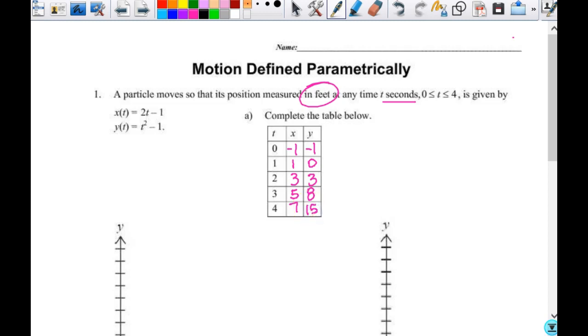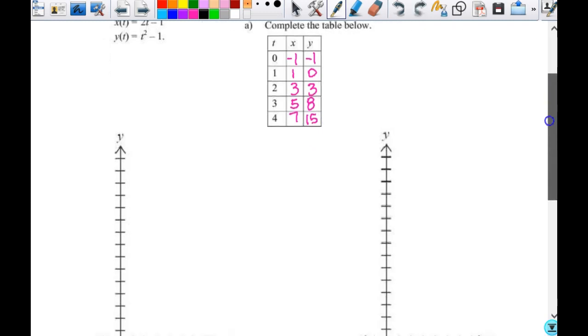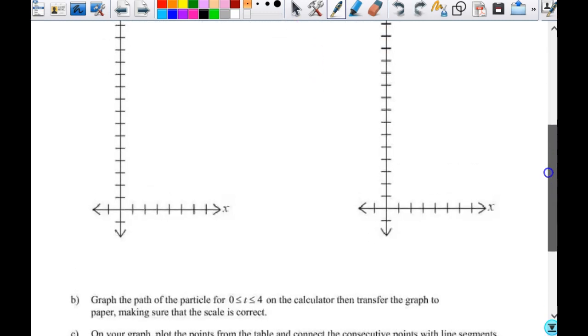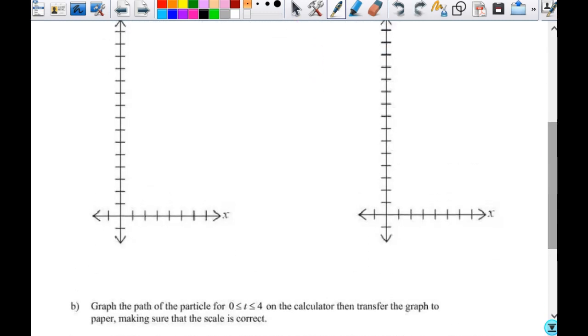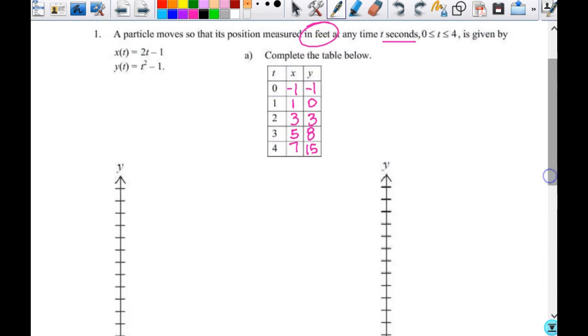Okay. So there's graphs there, but let's read what the directions say. The directions say graph the path of the particle on the calculator, then transfer the graph to the paper, making sure the scale is correct. All right, so you have kind of done parametrics in physics. Have you graphed them on the calculator? Does that sound familiar? It's okay, I mean, if you don't think you did.